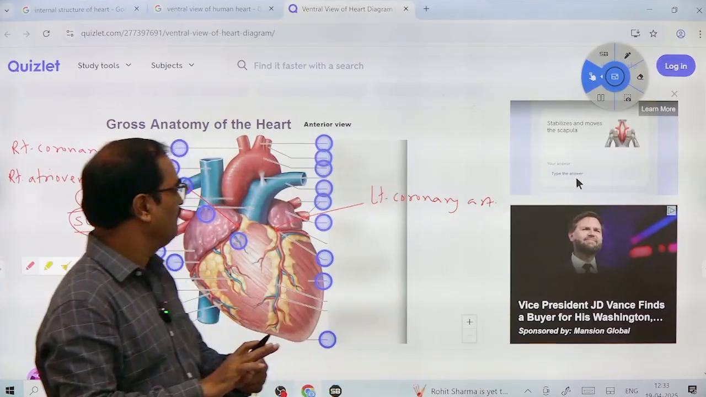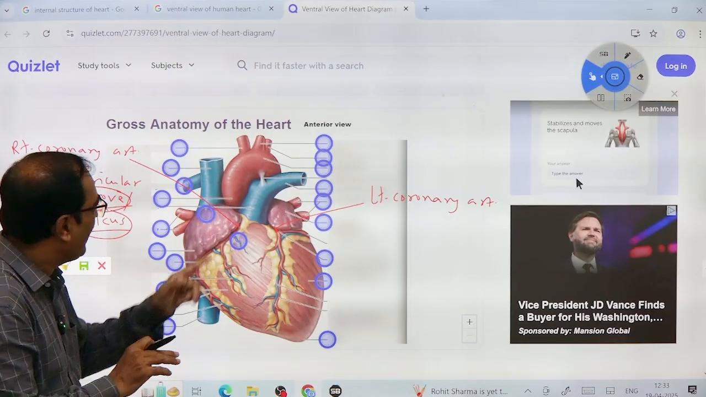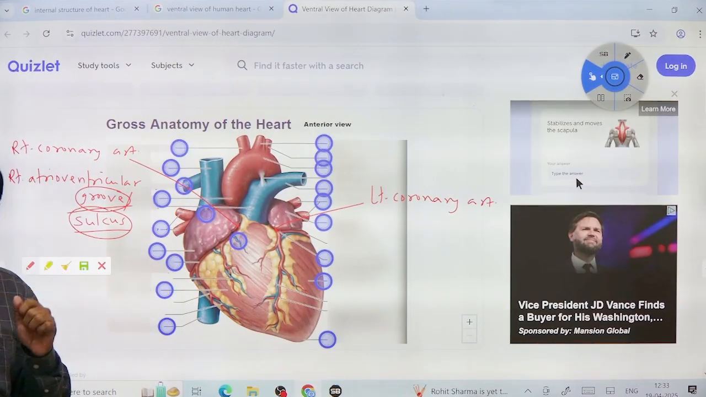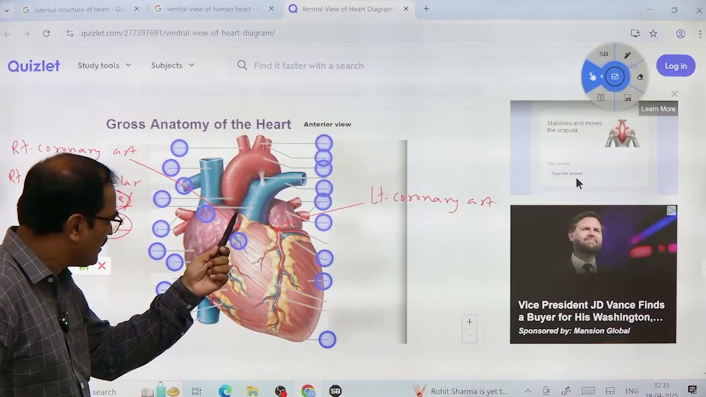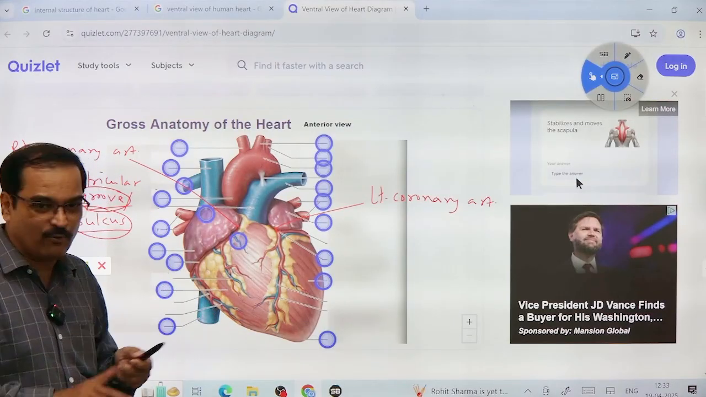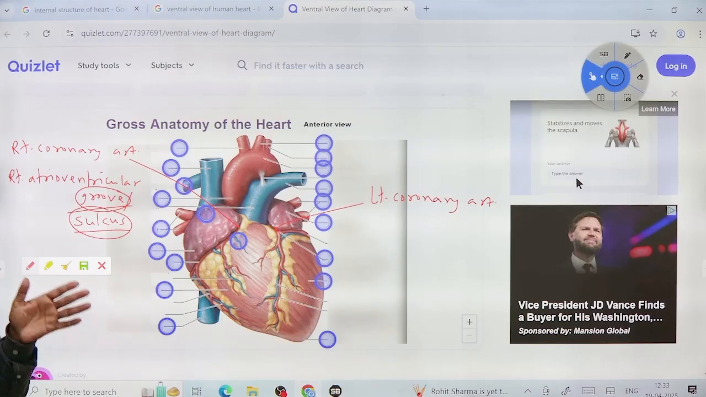See once again. And these both arteries arise from what is this? Aorta, particularly the ascending part of the aorta. Once again, this ascending part of the aorta gives two branches. This is the right and left coronary artery. What will be the function? They supply oxygenated blood to the heart.